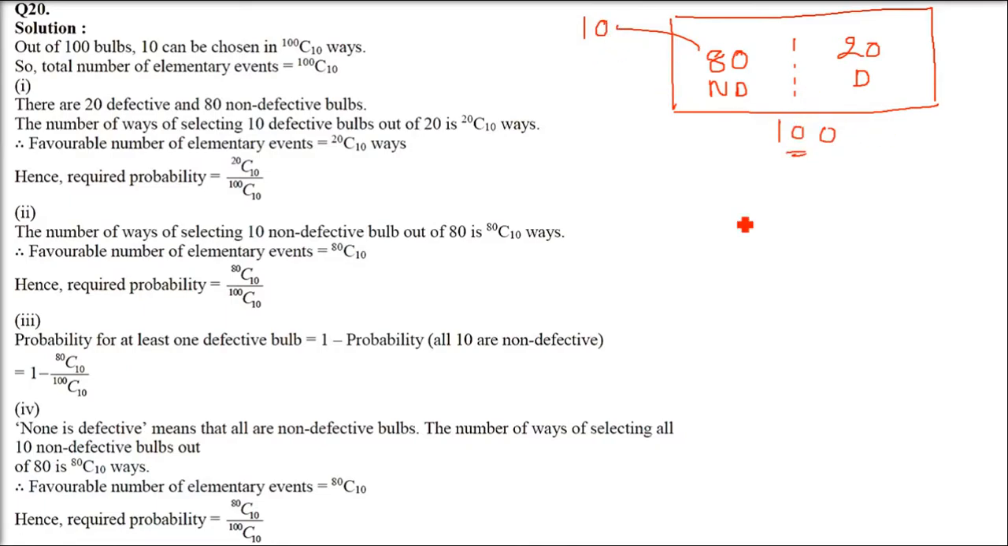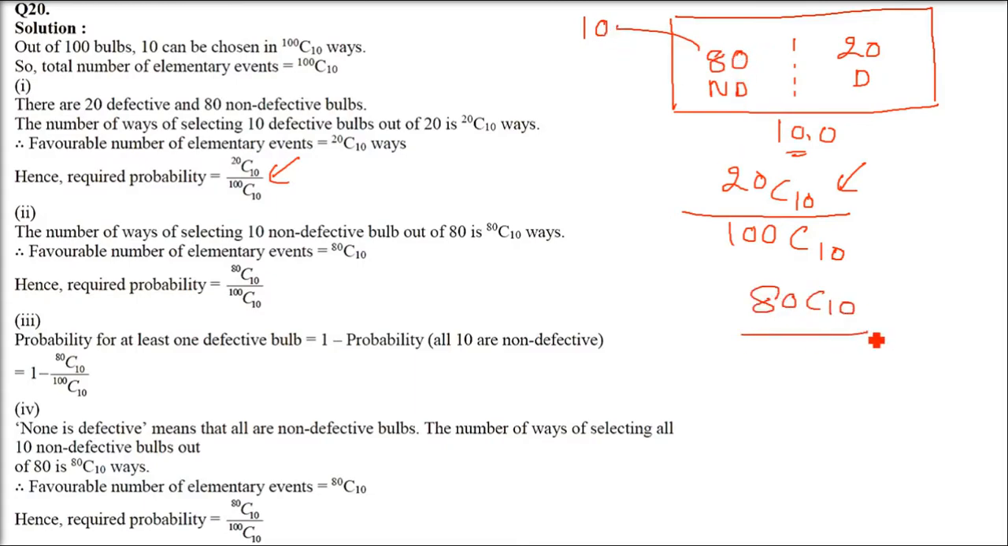So first of all, what will be the denominator? We are taking 10 out of 100. So 100C10 is in the denominator. Now the first part is all 10 are defective. So there are 20 defectives, 10 are taken out of it. So 20C10. This is the favorable cases. Coming to the second one, all 10 are good. So defective are not coming. This 10 is taken from 80. So 80C10. This is the number of favorable cases, and 100C10 is the total number of possibilities.